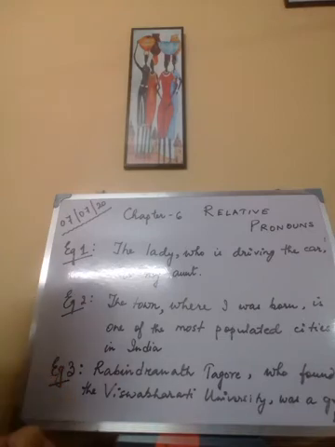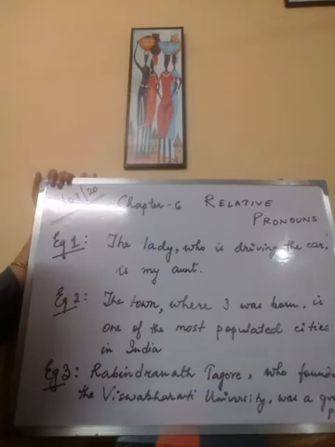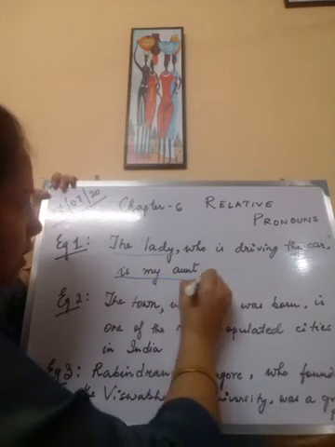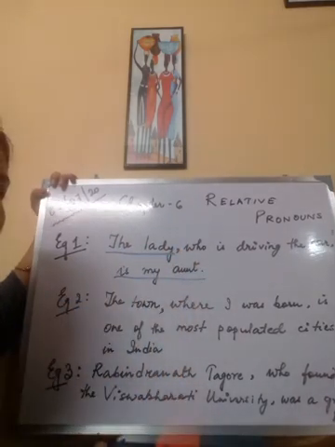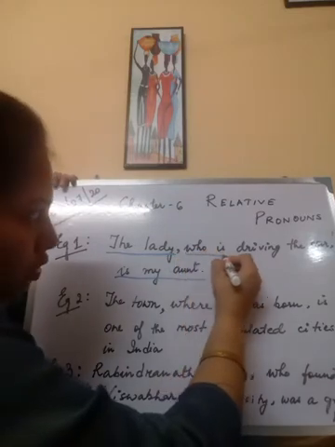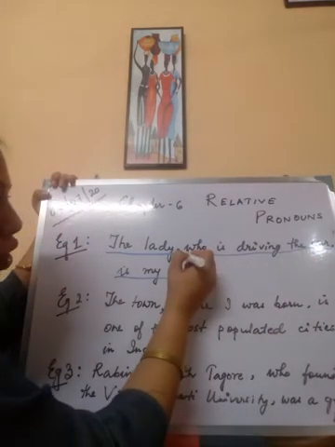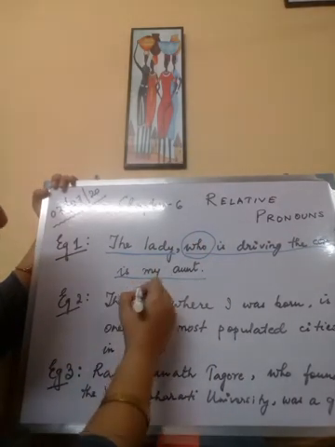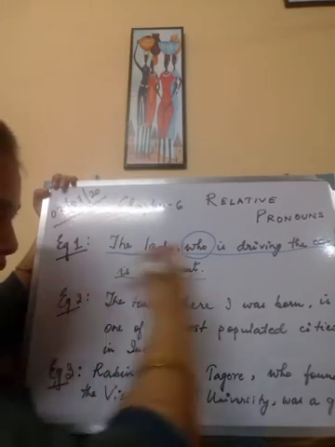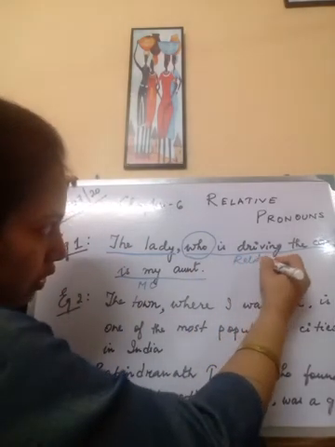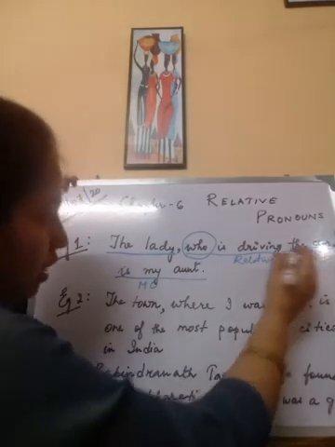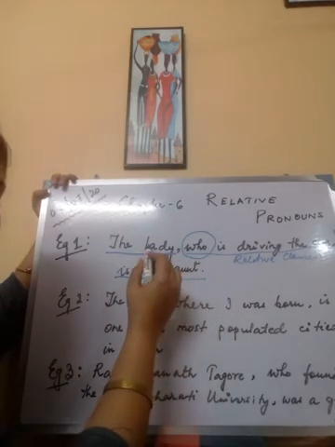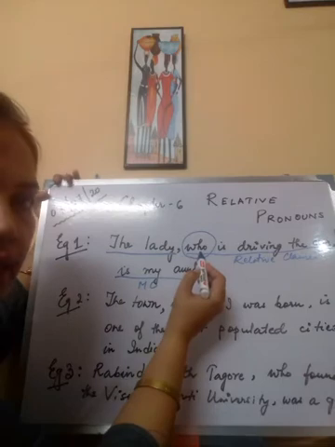Now, in this sentence, the lady is my aunt is the main clause. You will find that the relative clause is who is driving the car, and it is joined by the relative pronoun who. So, we find here a main clause very clearly and a relative clause. The relative clause begins with the relative pronoun and it is joined with the main clause by the use of this relative pronoun.